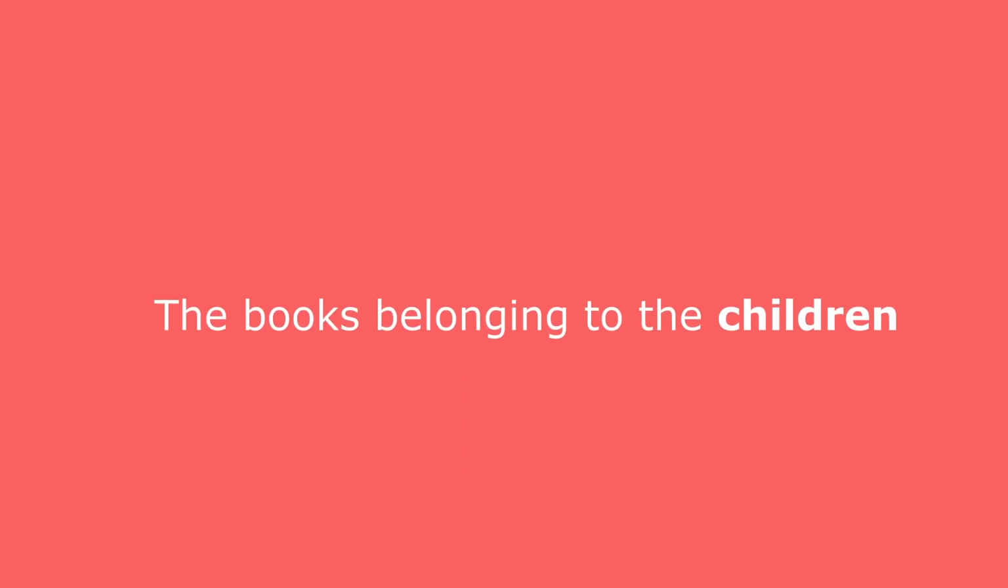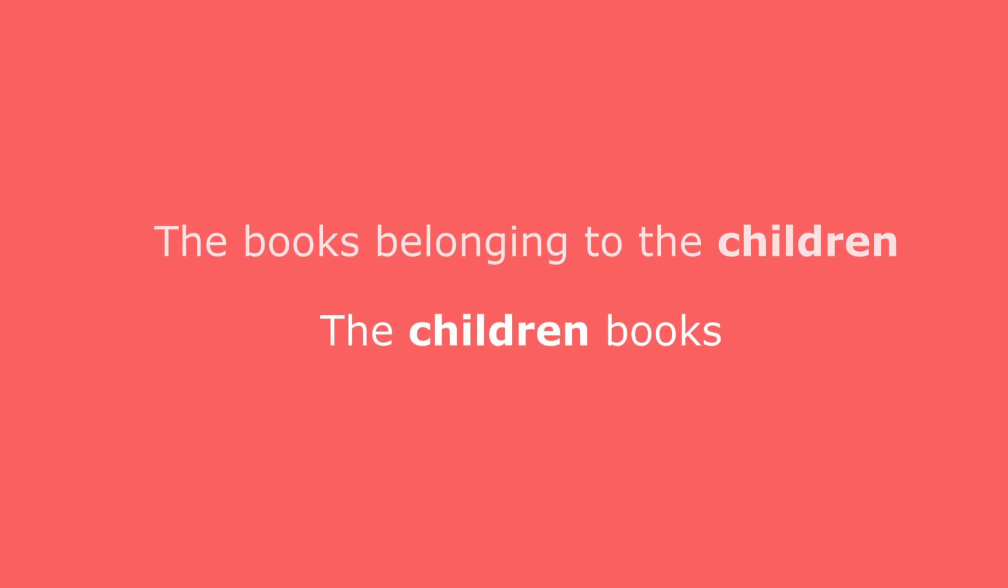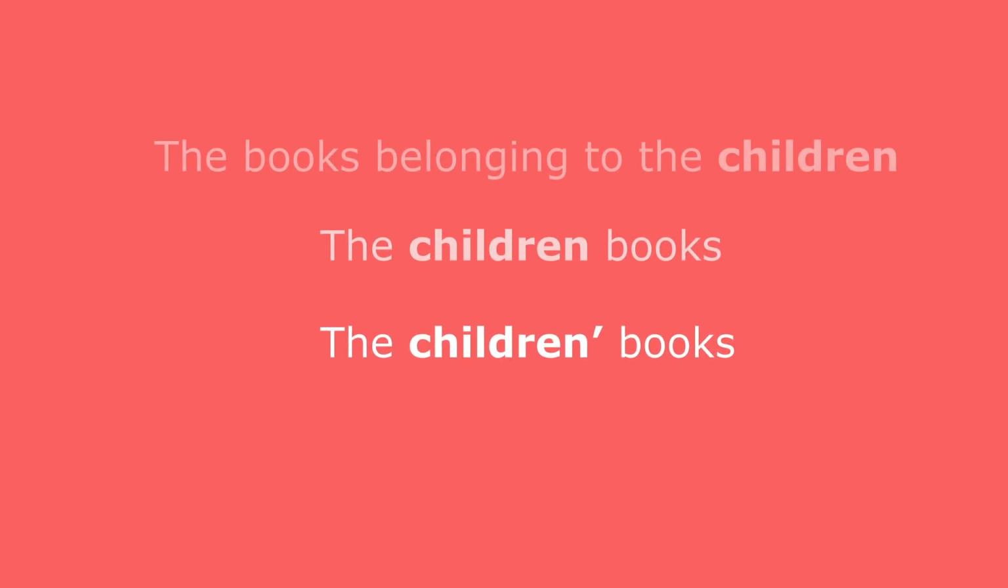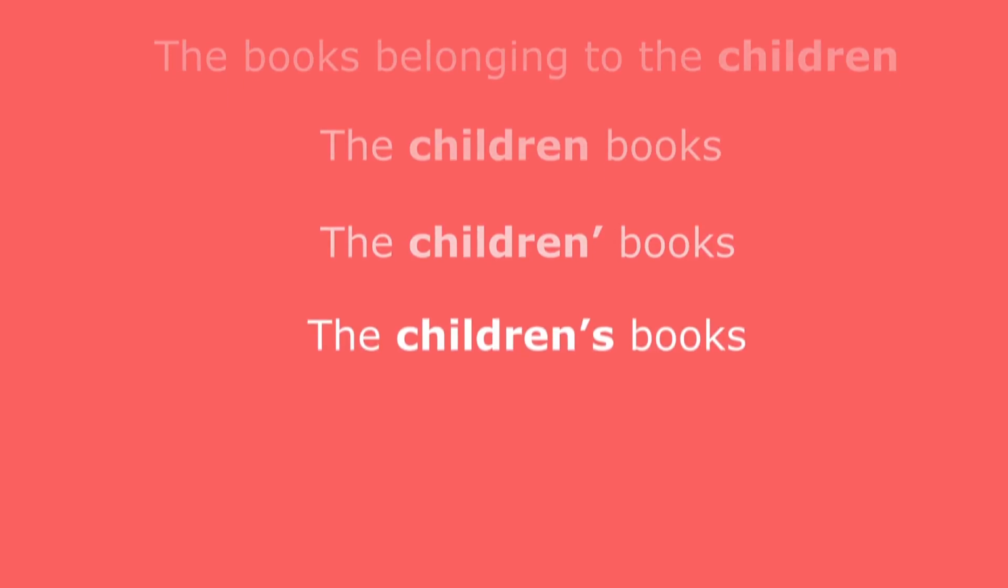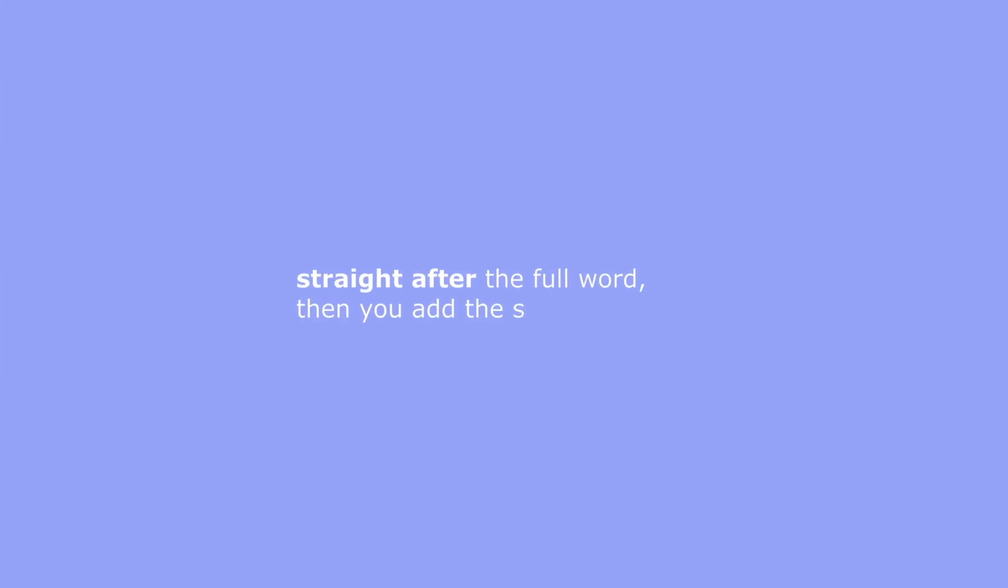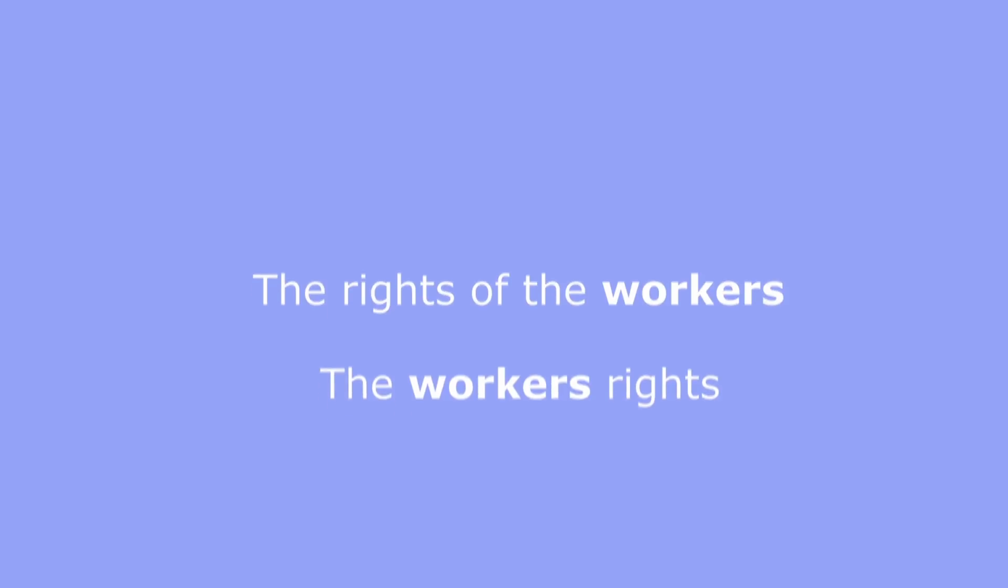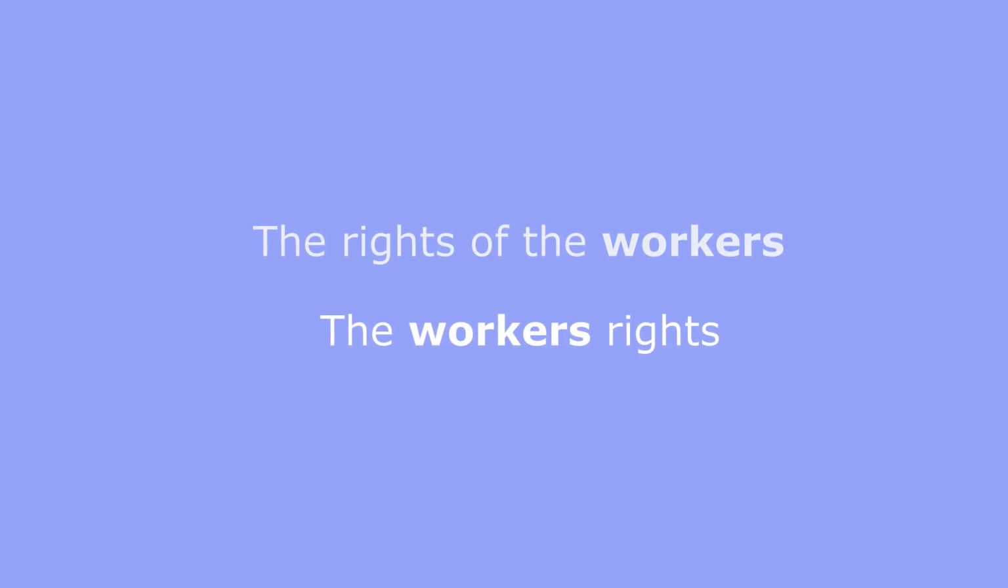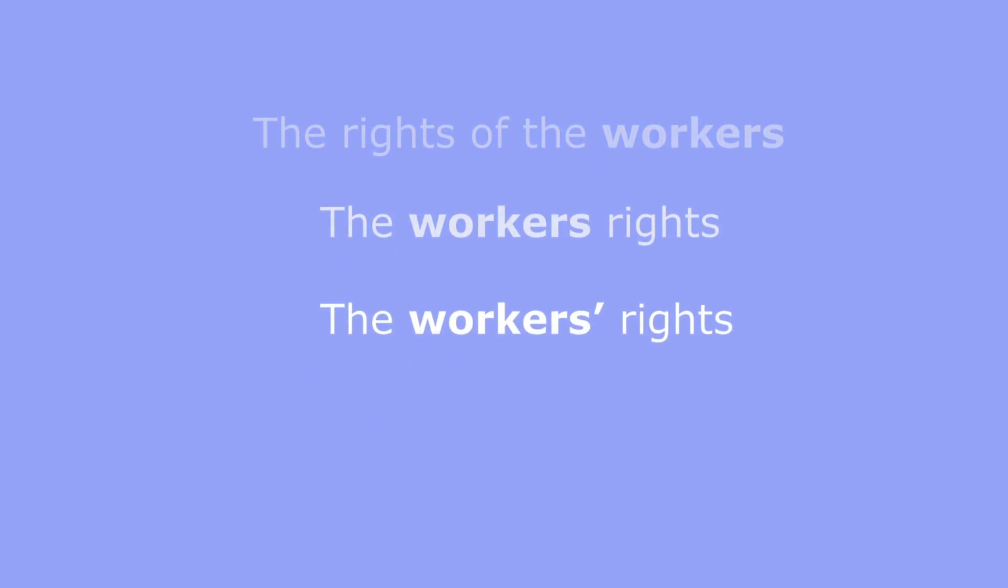What about when more than one person or thing possesses something? Well, you can use the exact same trick. Again, the apostrophe always comes straight after the full word, then you add the s. If the plural word ends in s, as a lot of them do of course, the same rule applies to adding the apostrophe. But here you don't need to add an extra s afterwards. The apostrophe alone is enough.